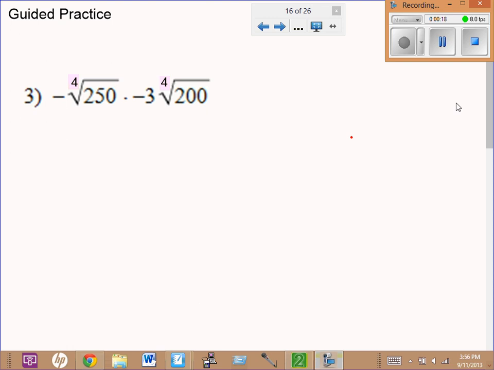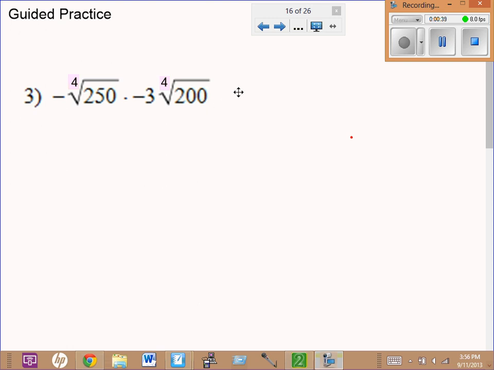Today we're going to look at simplifying the expression negative fourth root of 250 times negative 3 times the fourth root of 200. These are the ones that were giving us trouble in class, so we're going to do another example and hopefully we'll get it this time.